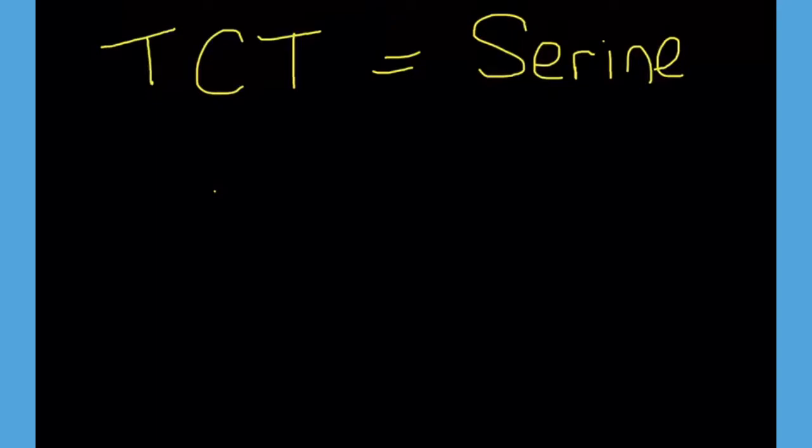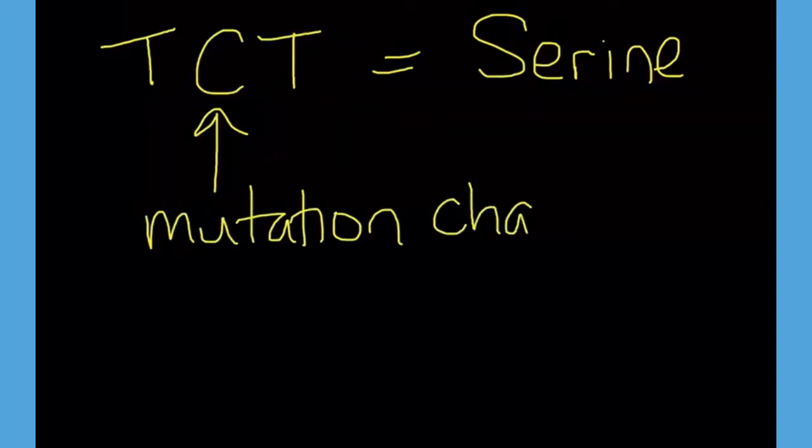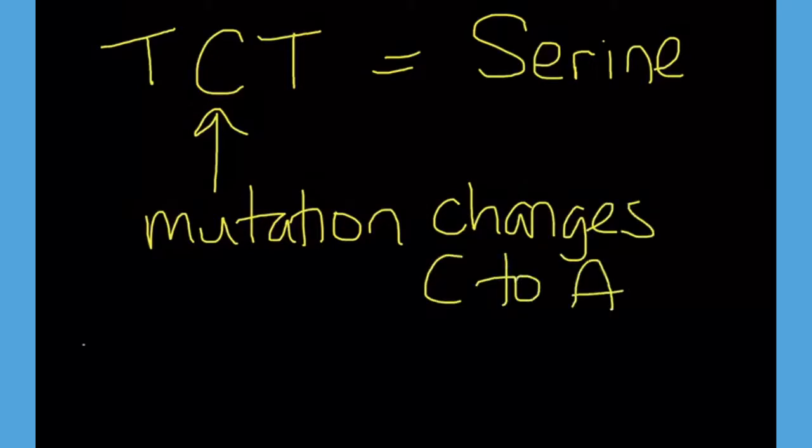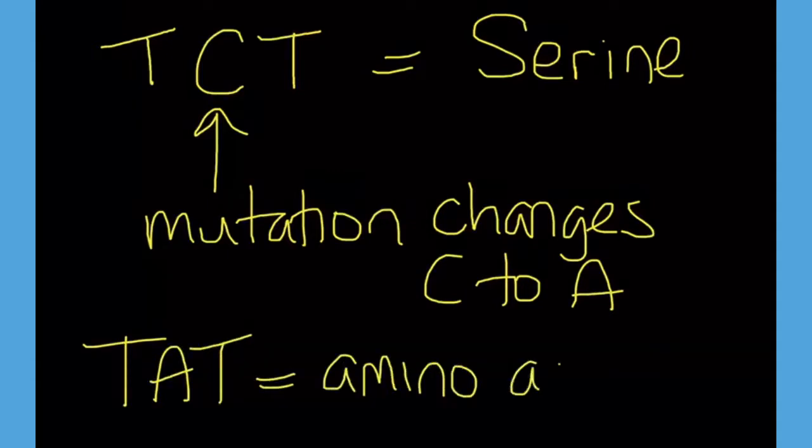For example, TCT codes for serine. If a substitution occurs that replaces the C in the middle with adenine instead, and mutation has caused that change, then the code is now TAT, and that will code for a different amino acid, tyrosine.